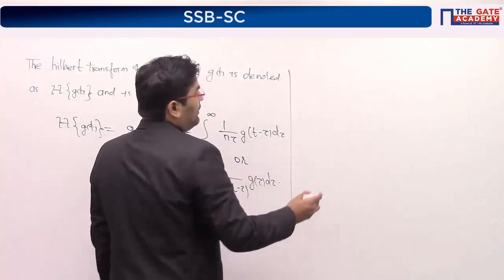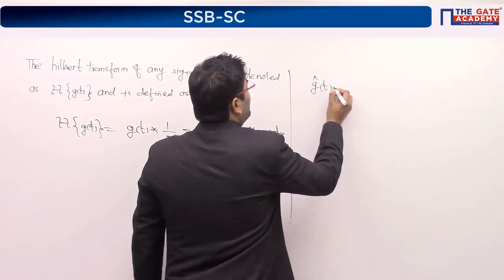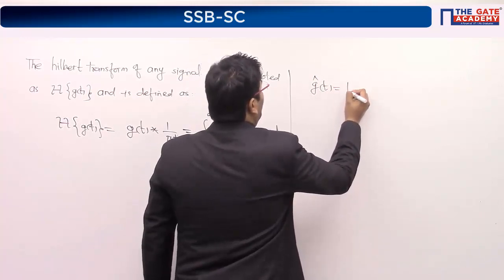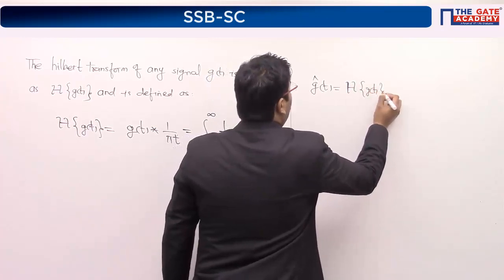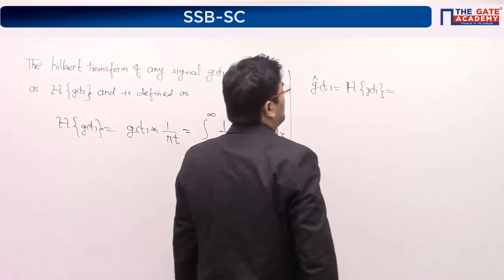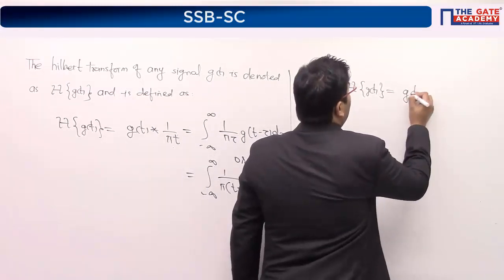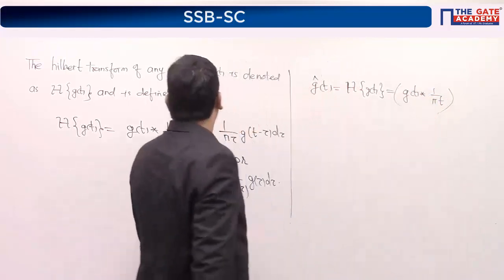Now the Hilbert transform has a unique notation, known as g hat t. So if you want to find the Hilbert transform of any g(t), you can denote it as g hat t, and it is g(t) convolved with 1 upon pi t, that's it.